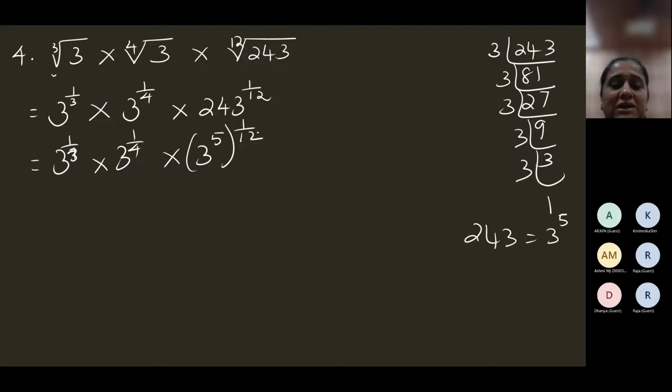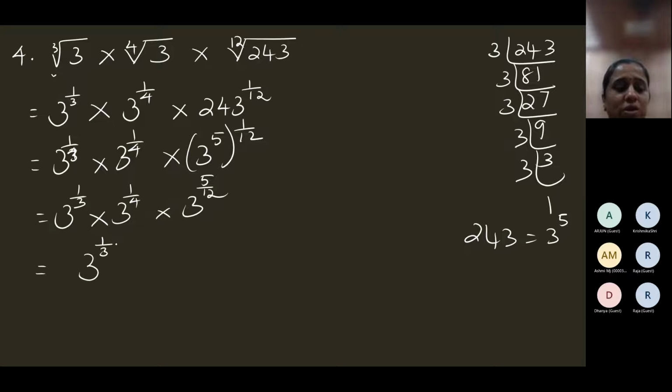So that means you'll have to multiply the powers. 5 into 1 by 12, 5 by 12. So it becomes 3 to the power 1 by 3 into 3 to the power 1 by 4 into 3 to the power 5 by 12. Now bases are same and it's multiplication. So we have to add the powers: 1 by 3 plus 1 by 4 plus 5 by 12. We add the powers according to the law of exponents.